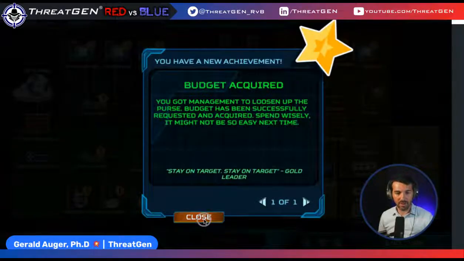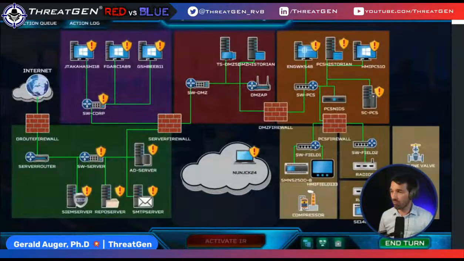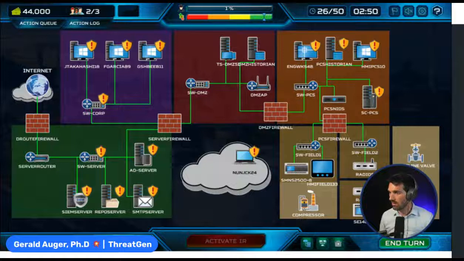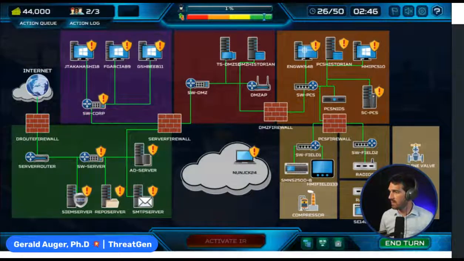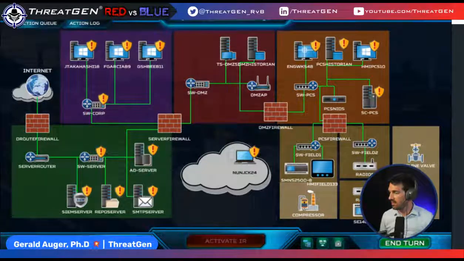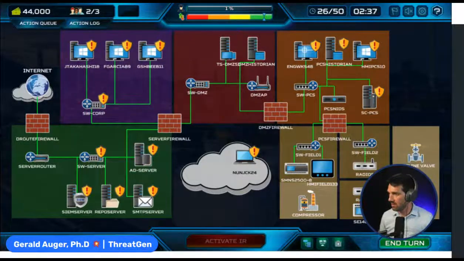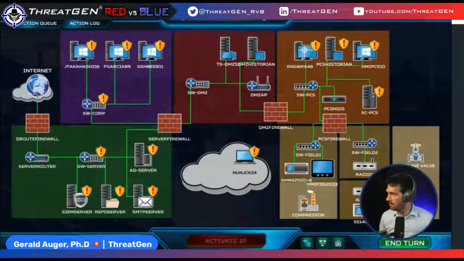Good. Budget acquired. How much did we get? Holy crap. He gave us $44,000. You guys can't see it because of the overlay, but here, let me show you. How do we get rid of this overlay? Look at that. 44 grand. Oh, this is interesting. So you guys can't actually see. All right, so note to self, fix the overlay because you guys can't see what's going on up there. We need a special Let's Play overlay.